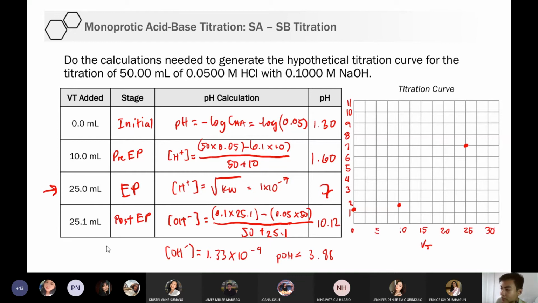Okay, so if i-graph ko yan, 25.1, that's 10, somewhere here. Okay, so let me draw the curve, no? So mapansin nyo, the curve is ganito. Parang pag ganun yung curve niya, di ba? So slowly mag-i-increase, then sudden, and then maakit siya bigla, no? Tawag namin dito is inflection point.